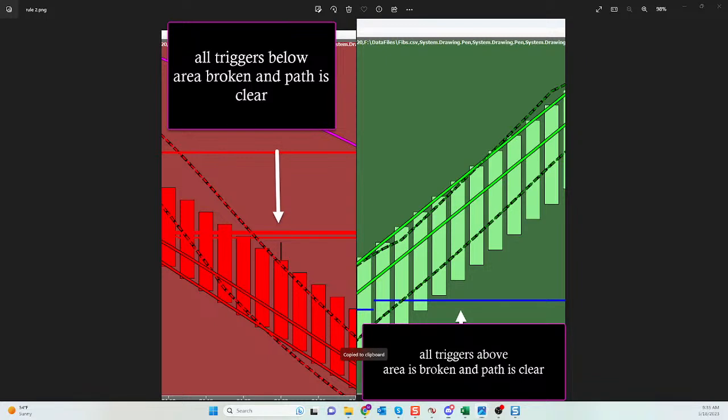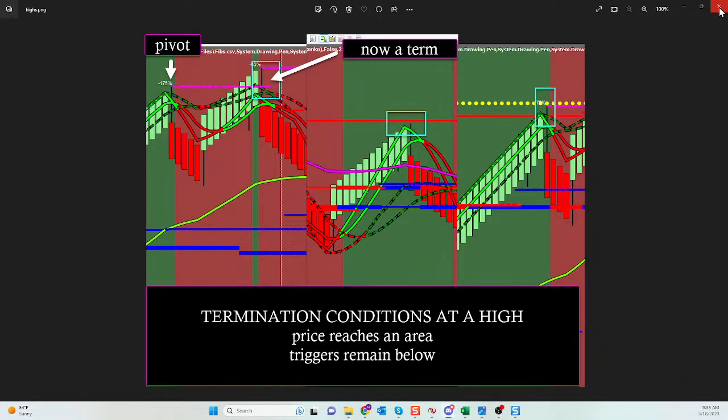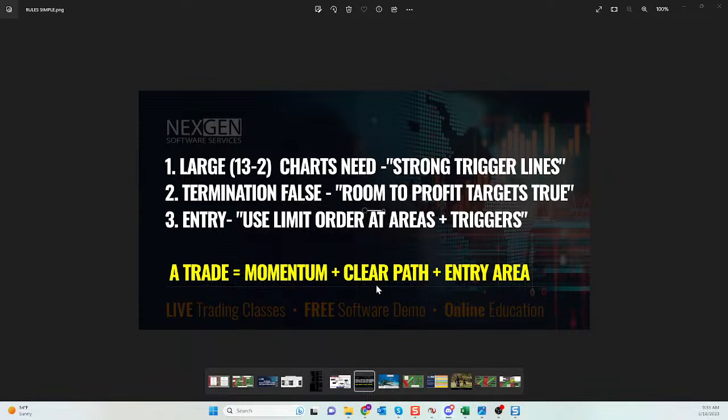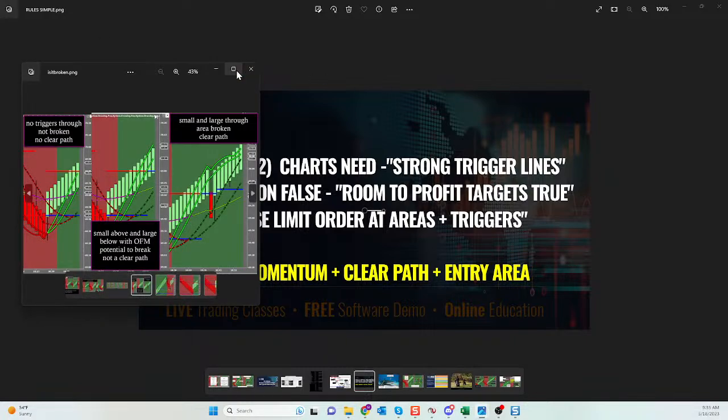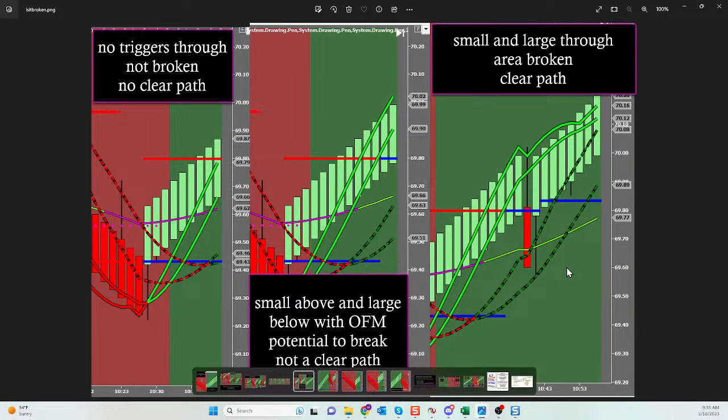Guys, that's about as thorough as I can be on termination conditions. Notice that it only took, what, 6 minutes to talk about it? Keep it simple. Allow it to be simple. Is everybody comfortable? Price reaches an area, absolutely no trigger lines break through. Sit on your hands. Small and large break through an area. Go cat go, right? Here we go. Guys, there's one other scenario that we're going to talk about. This is going to be most users' first medium probability trade.